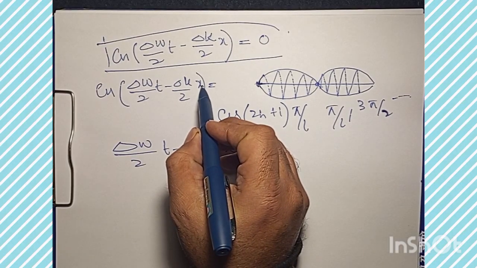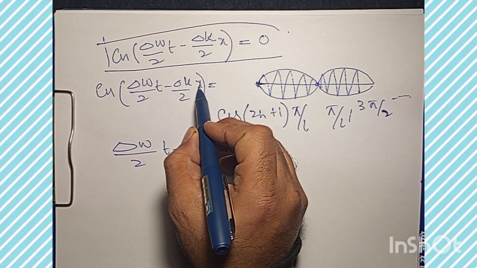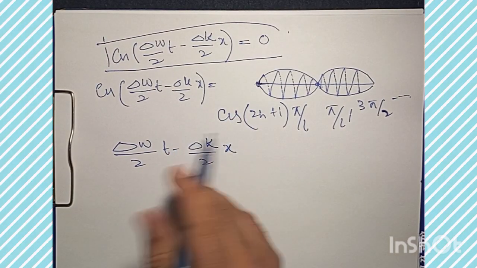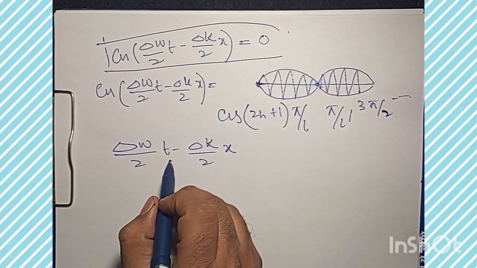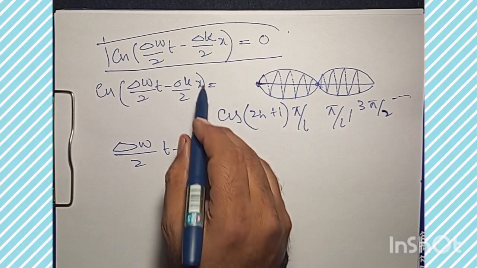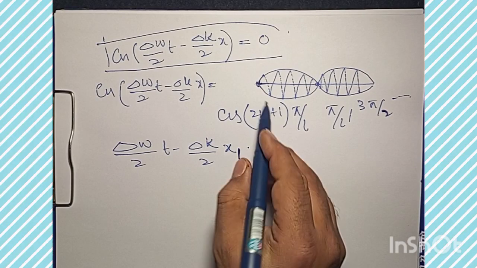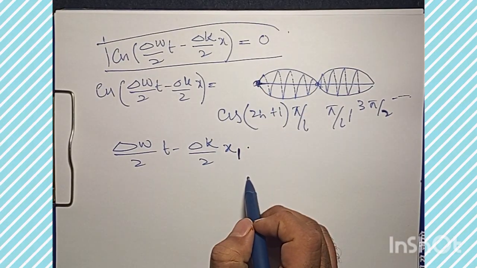Now this is my x here. So for these two nodes, what should I use for x here? For x, I will use x1 for the node 1. For the node 2, I will use x2.